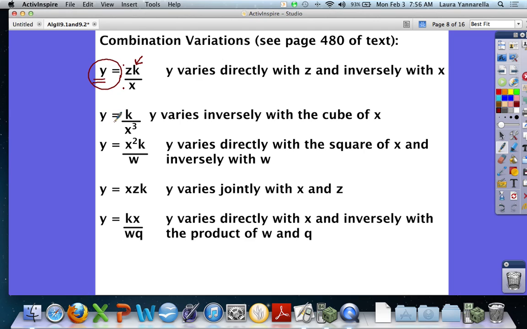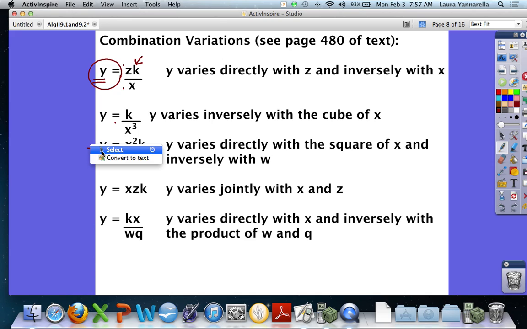Same thing here. Y varies. The y equals would always be read as y varies. The constant you don't sound out. You leave the constant alone, but you do read out the variables that are other than the constant. So we're going to say inversely with the cube of x because x cubed is in the denominator. So y varies inversely with the cube of x.